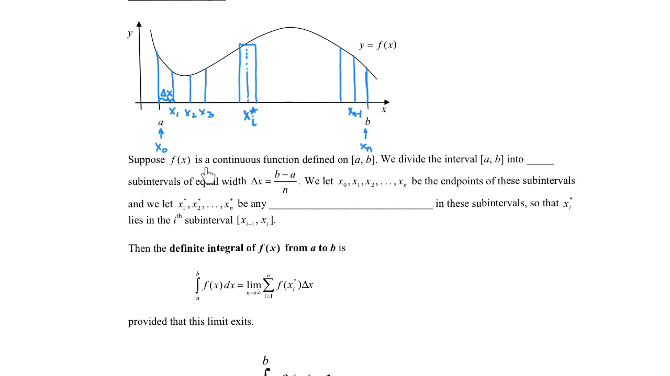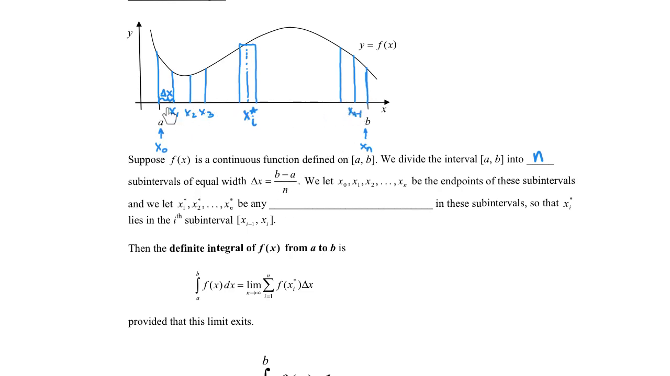It's a continuous function defined on the closed interval [a, b]. So we're going to divide this interval a, b into n subintervals of equal width. So delta x is just going to be b minus a, which gives us the distance from here to here, the length of the interval from a to b. We divide it into n pieces.